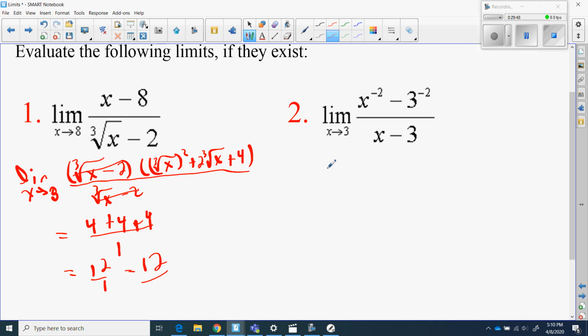All 4 of these are going to be indeterminate that we're going to go through. So the limit as x goes to 3, I'm going to change these from negative exponents to 1 over x squared minus 1 over 3 squared. You take the reciprocal and you make the exponent positive, all that over x subtract 3.